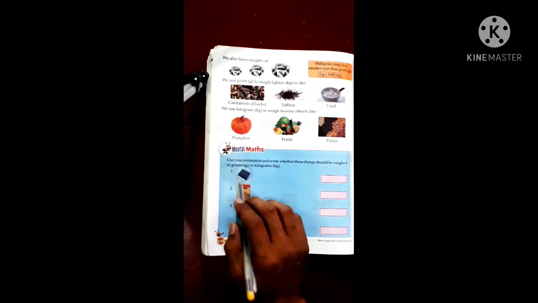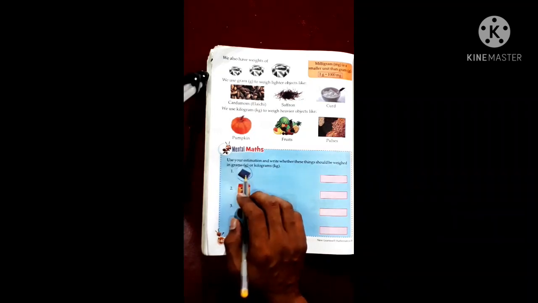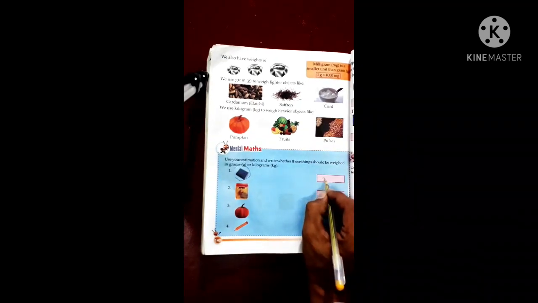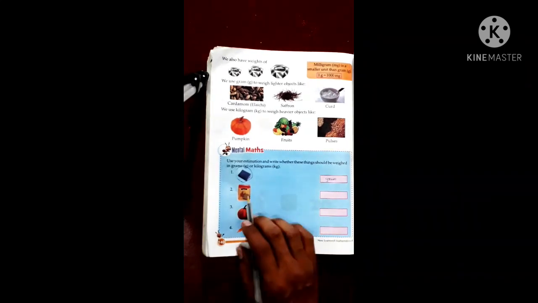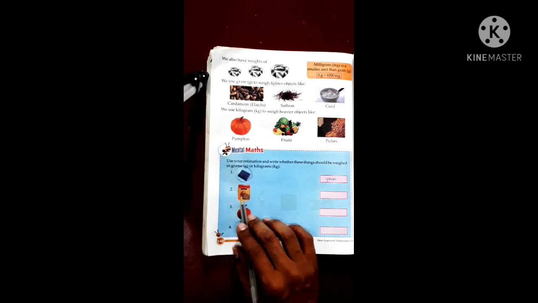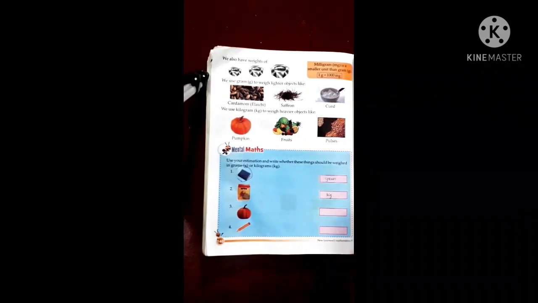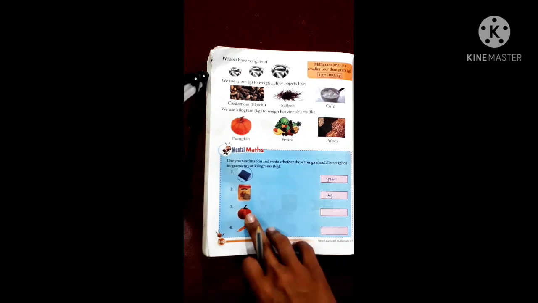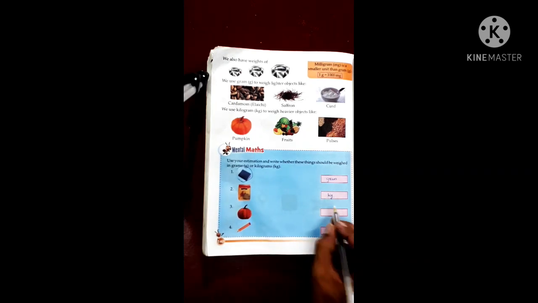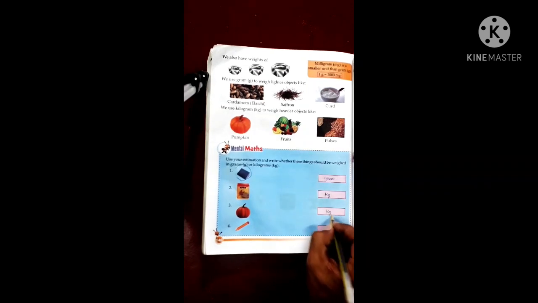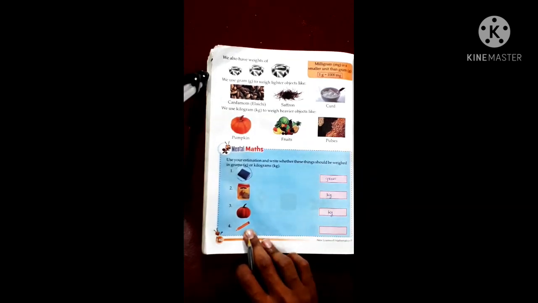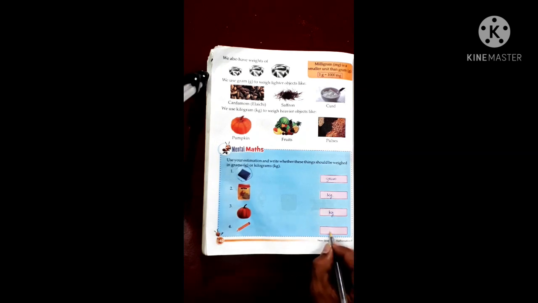See, first a book is there. The book is light, so we will use gram unit. Then the packet of atta should be measured in kilogram unit. Then pumpkin is heavy, so we will use kilogram unit. Here pencil is light, so we will use gram unit.